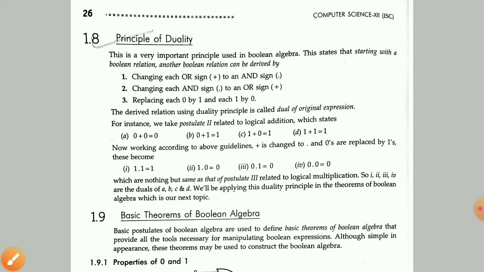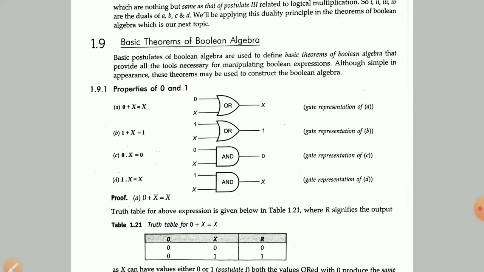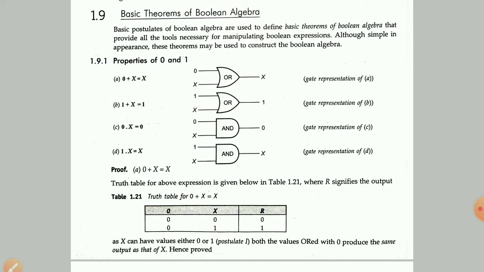Clear? So this is the basic principle of duality, and it is a very important principle in Boolean algebra, which states that starting with a Boolean relation, another Boolean relation can be derived from it. Now, as I said in the last video, the Boolean laws will be explained in the next video. So now we are going to start the Boolean laws.